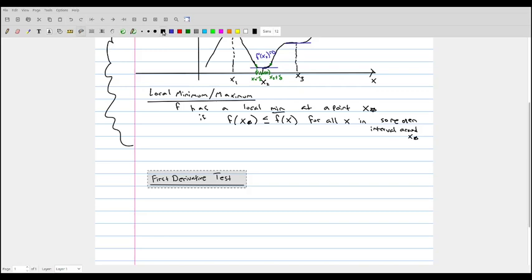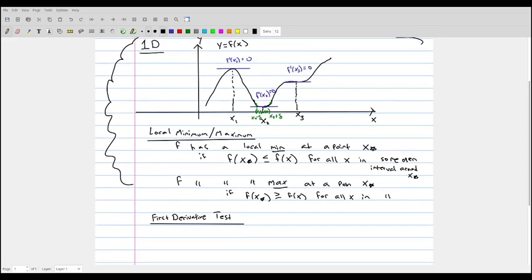So for a local maximum, this is almost word for word the same, so I'm just going to denote that here by saying f has a local maximum at a point x star if the value of the function at x star is greater than or equal to f of x for all x in some open interval around x star.